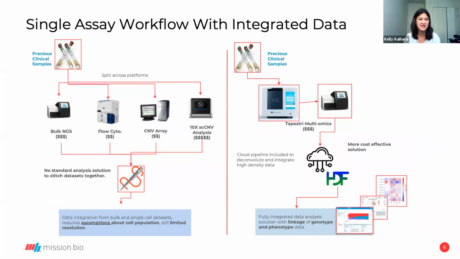This is illustrated in this schematic. You might take a sample from the patient and do bulk NGS to look at single nucleotide variants. You could do flow cytometry to look at your protein markers, maybe run a CNV array, and then get single cell RNA-seq data. Again, you're splitting that sample across many different technologies and then needing to stitch back all that data together for each sample. What would happen if you could get all of this information from a single sample at a single time point and get more out of that precious sample? That's what we aim to do at Mission Bio with the Tapestry platform.